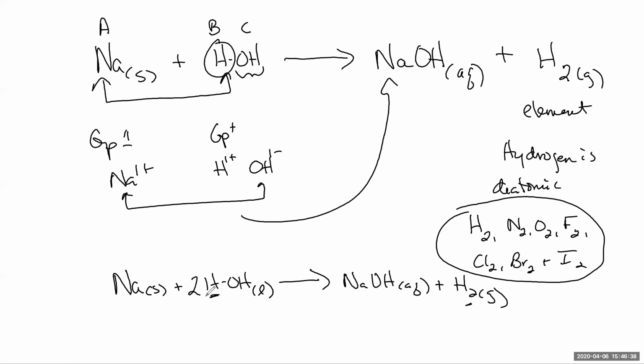So I'm going to need to put a 2 here. If I put a 2 there, now I need 2 hydroxides, so I'm going to need a 2 here, but now I need 2 sodiums, so I'm going to need a 2 there, and it would now be balanced.